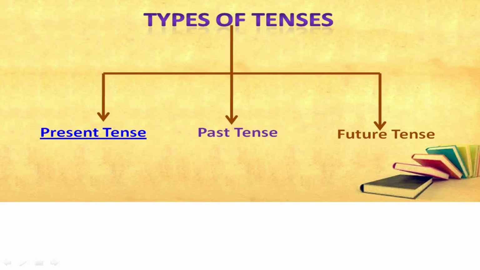Now we are going to understand the types of tenses. How many types of tenses are there in English? There are three types of tenses. The first one is present tense, then past tense, and future tense.